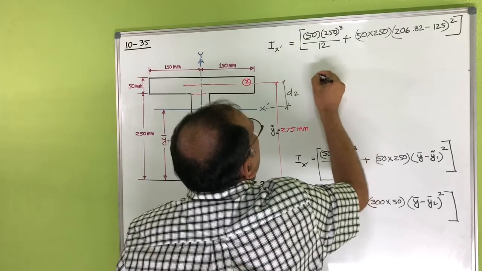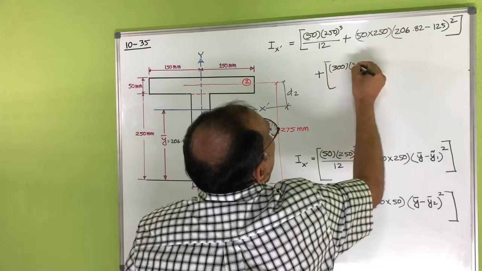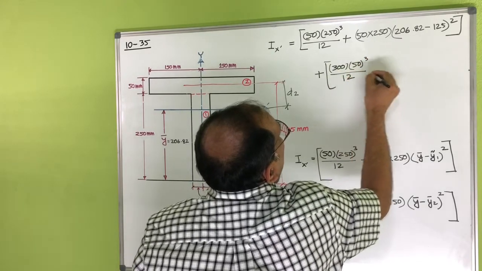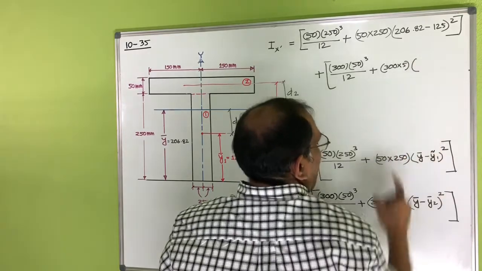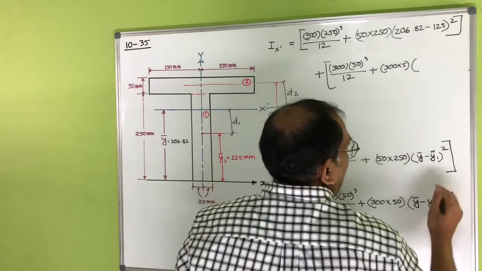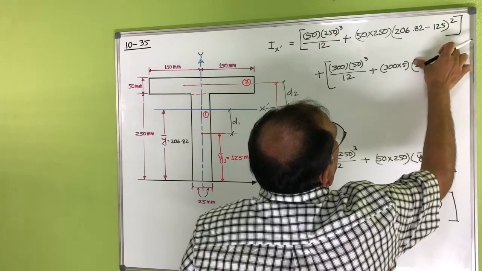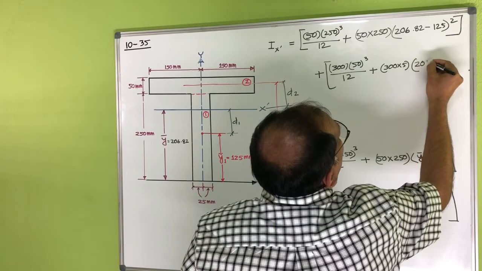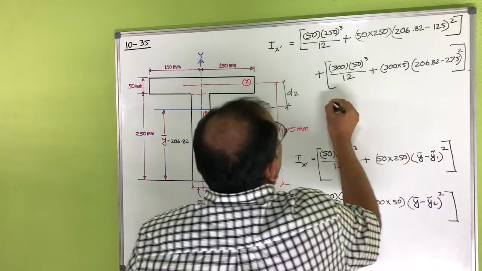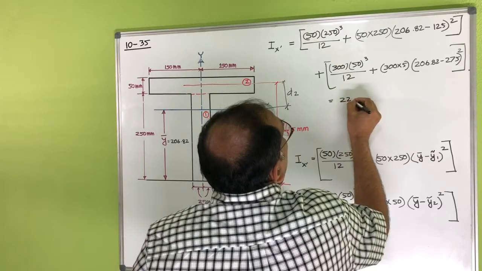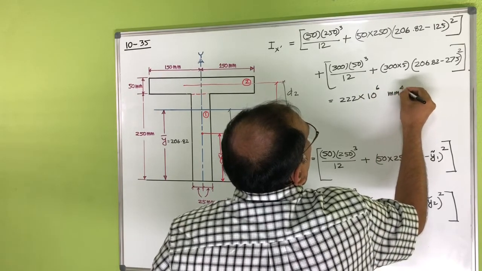That's for component 1, and for component 2 it is 300 into 50 cubed divided by 12 plus 300 into 50, that's your A, and your D is y bar minus y tilde 2 bar, so actually 275, or you can just say 206.82 minus 275 squared, and that's basically 222 into 10 to the power 6 millimeter to the power 4.